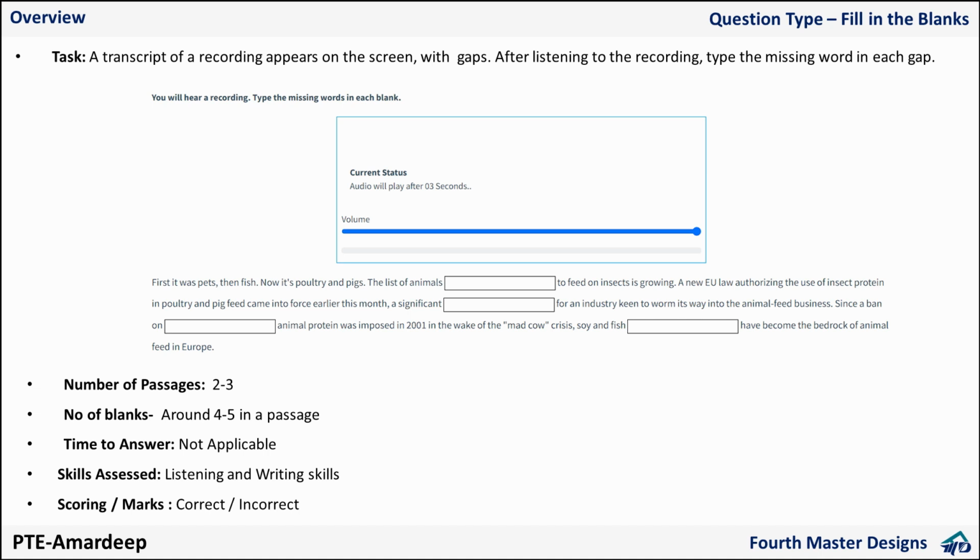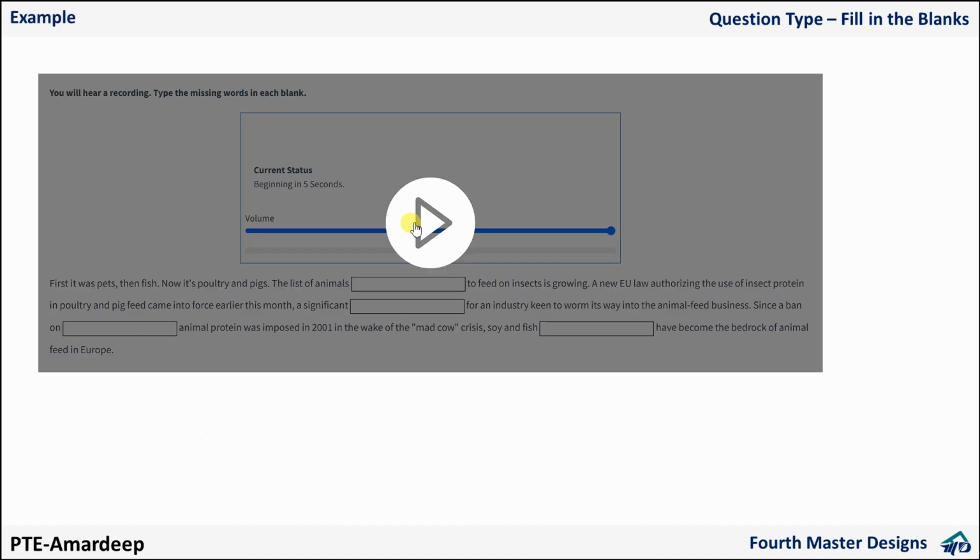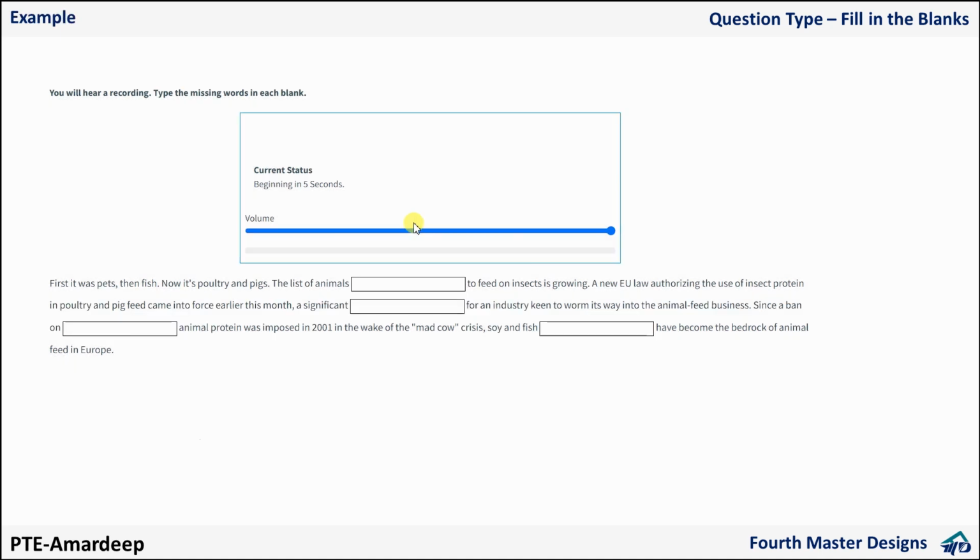Now let me show you one example. So the moment your question is on the screen, your timer will start. You will have 5 seconds to get ready.